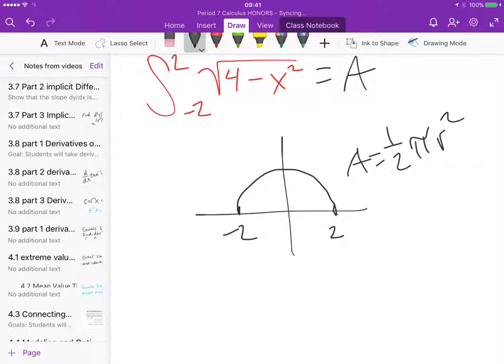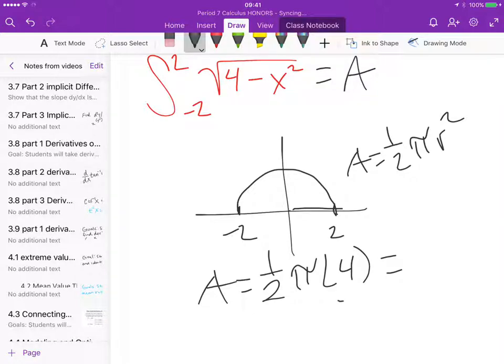Well, what's the radius? Well, the center is going to be at 0, 0. The radius is going to be 2, and that means that our area is going to be equal to 1/2 of pi times 2 squared, which is 4. So in this case, 4 times 1/2 is going to be 2 pi. So the area under this curve is 2 pi. Or the evaluation of this integral of square root of 4 minus x squared from -2 to 2 equals 2 pi.